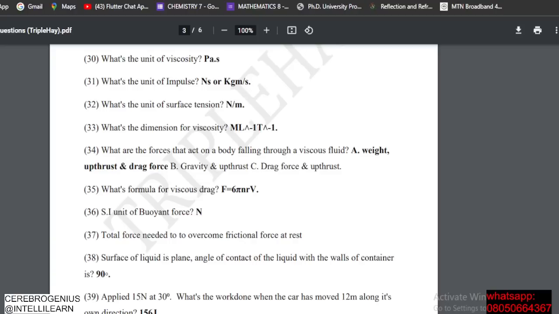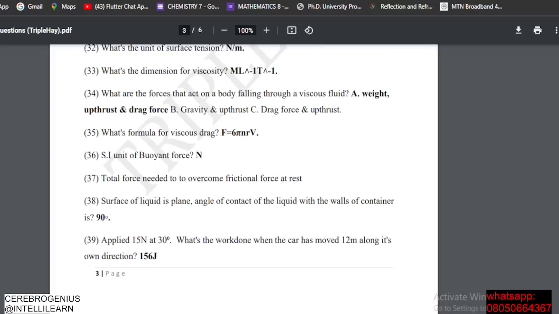What are the forces that act on the body falling through a viscous fluid? So the forces are the weight of the body pulling it down, the up thrust trying to take it back up, and the drag force. Although the drag force should be due to viscosity, I would have called it viscous force. You can only call it drag force if the body has attained terminal velocity. If the body has not attained terminal velocity, it's better you call it viscous force and not call it the drag force.